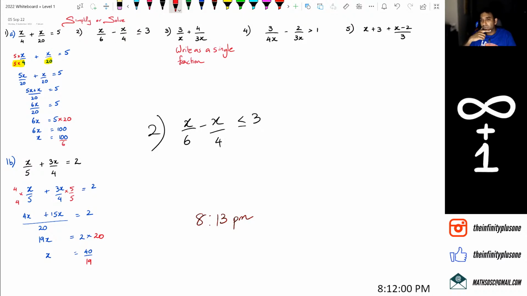Remember, Samia, when you divide by a negative number with inequalities, you've got to change the direction of the symbol. That's your standard rule always. When you divide by a negative number, whichever side the greater than or less than sign is, you just point it the other way.